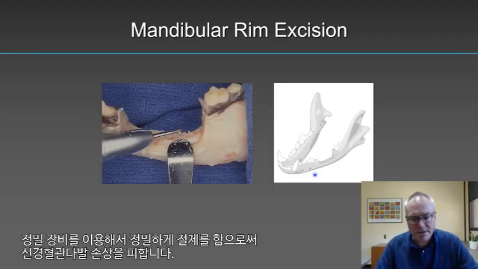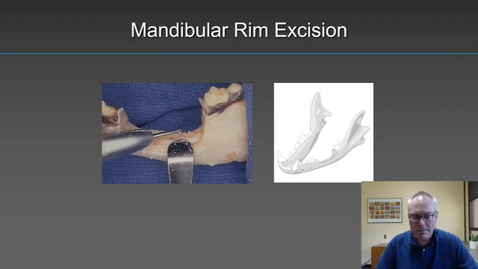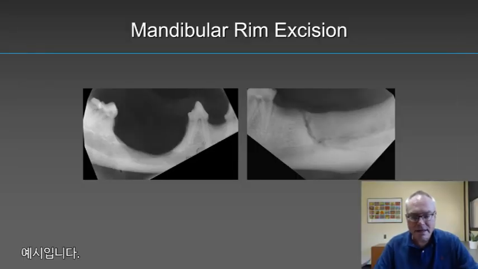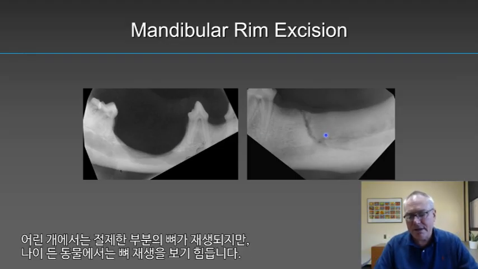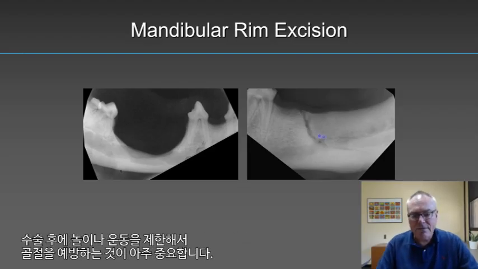Again, you need precision equipment to excise precisely that piece of bone without damaging the neurovascular bundle. And here we see an example of that. We've already seen this example. This was the rim excision that was done for the odontoma. In young animals, you will see that the bone regenerates. This won't happen in old animals, but in young animals, the bone will spontaneously regenerate. Otherwise, in the early days following the procedure, one has to be really careful, limiting exercise and play so that you don't get a fracture at that site.